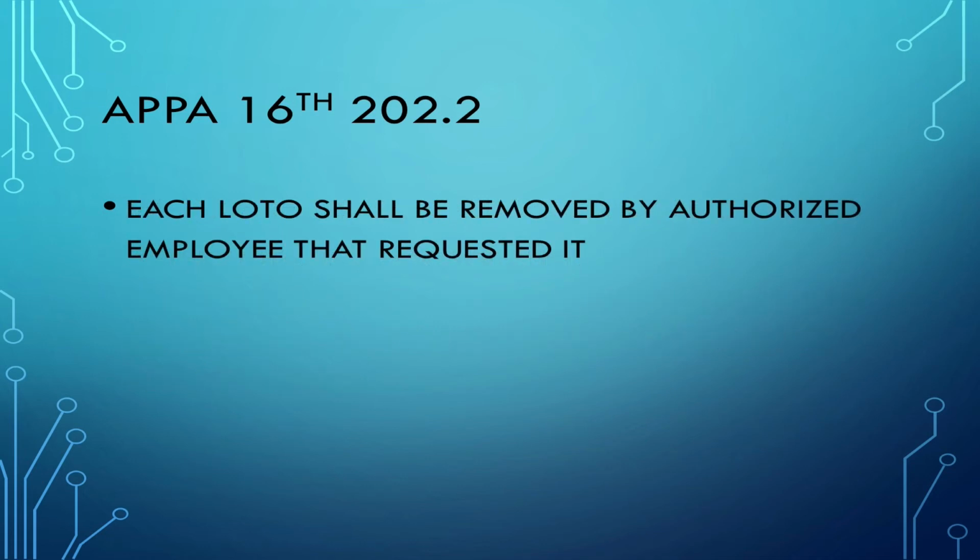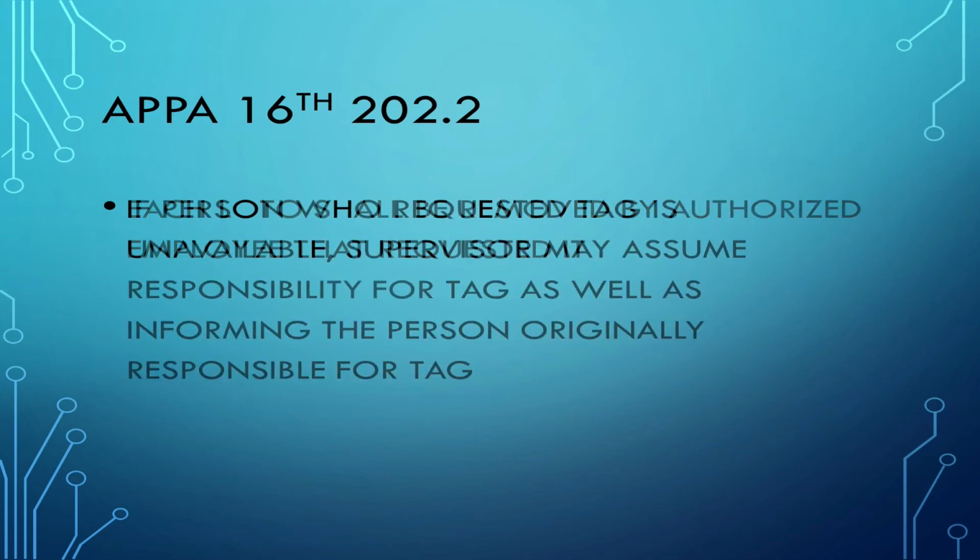Each lockout tagout shall be removed by the authorized employee that requested it. And as far as lockout tagout goes, like I said earlier, it doesn't necessarily mean it's the most senior guy, or the guy with the most authority. It's the guy that got the tag. He and he only is responsible for relieving that caution order, number, hold order, whatever you may have.